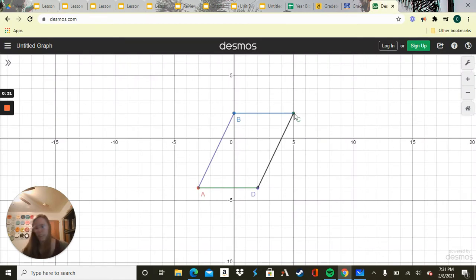So let's write down these coordinates, and I'll actually just write them down on a piece of paper. So we have A, which is at 1, 2, 3, 4, -4. That's not right. It's -3. 1, 2, 3. -3, sorry. -3, -4. B is at 0, 2. C is at 5, 2. And D is at -2, -4. Okay, now it's time to draw a rectangle was our next thing, right?